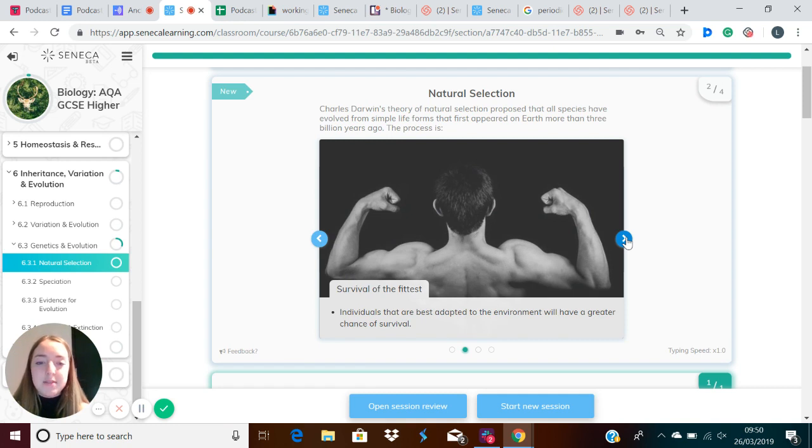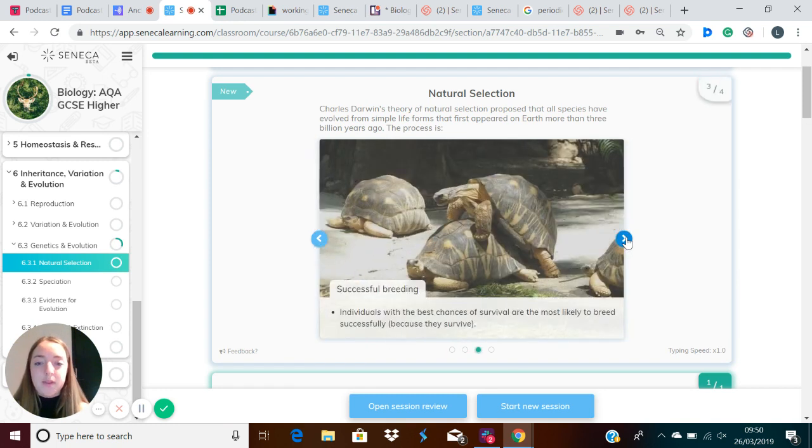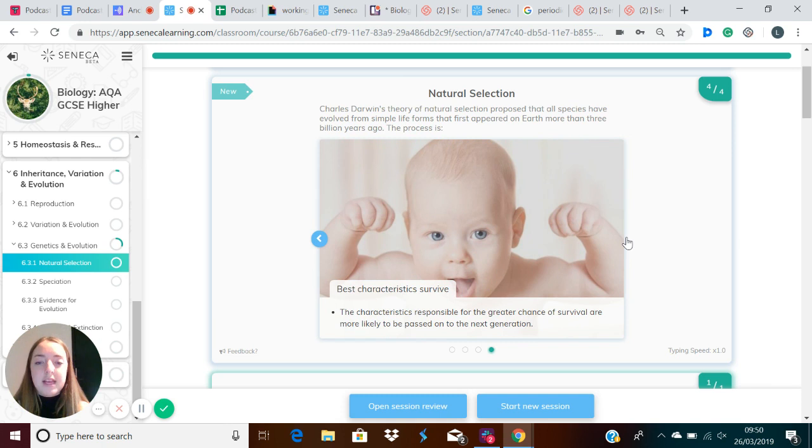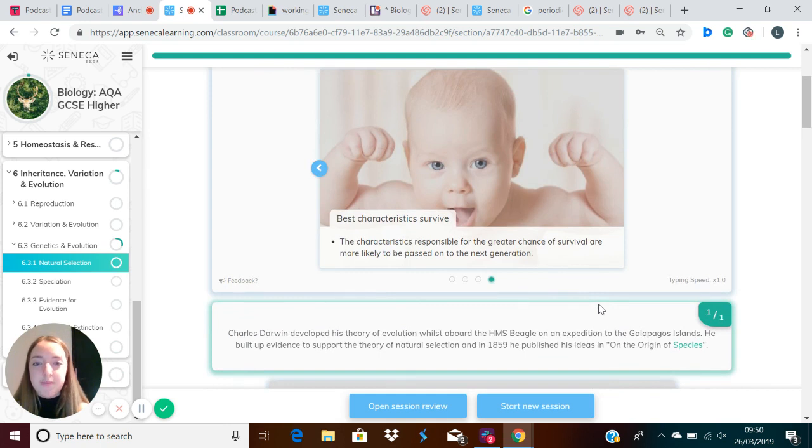Individuals that are best adapted to the environment will have a greater chance of survival. We call this survival of the fittest. Individuals with the best chances of survival are the most likely to breed successfully. This is because they survive. The characteristics responsible for the greater chance of survival are more likely to be passed on to the next generation.